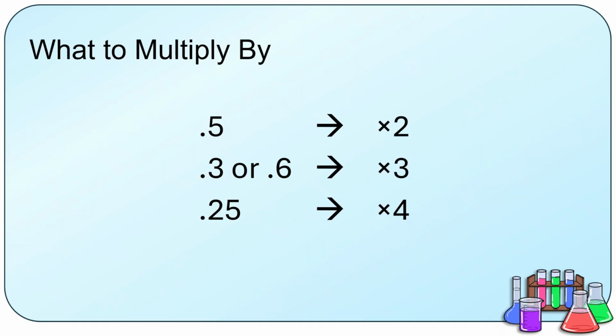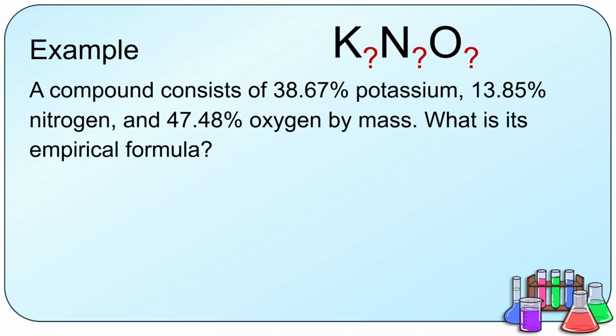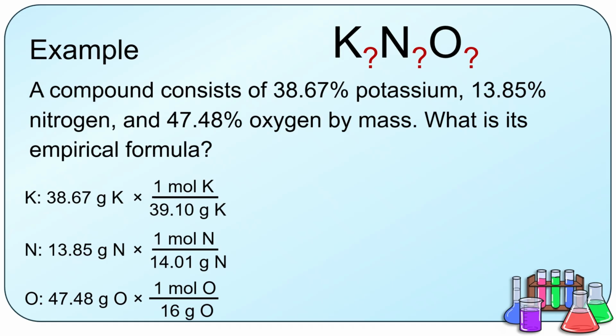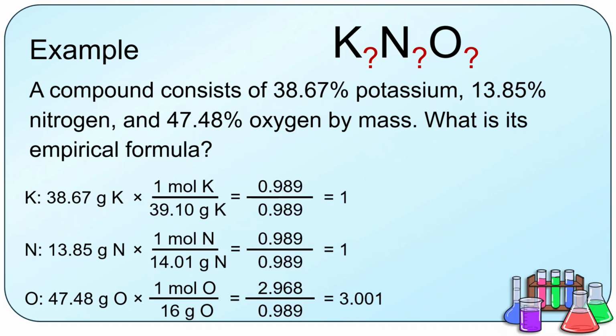Next, I'm going to show you a problem where you actually don't have to do all 4 grandmother does math steps. A compound consists of 38.67% potassium, 13.85% nitrogen, and 47.48% oxygen by mass. What is its empirical formula? Step 1 is grand. For all of my elements, I'm going to change the percent sign to grams. Step 2 is mother, or moles. I'll convert all of these to moles. Step 3 is does, or divide by the smallest number. The smallest number here is 0.989.